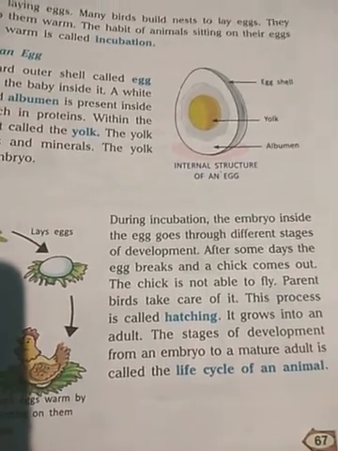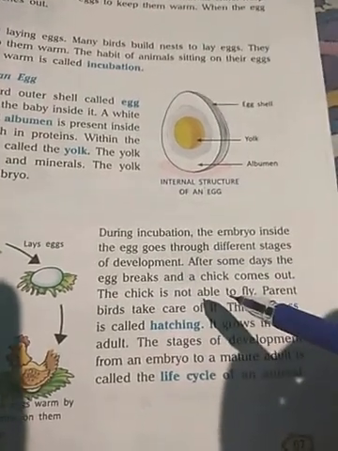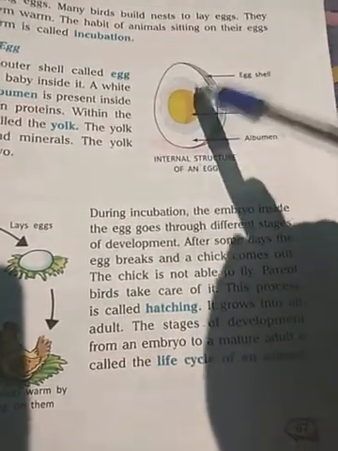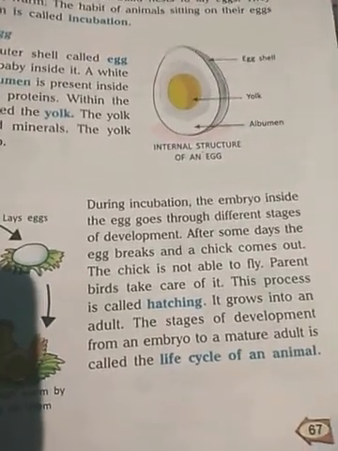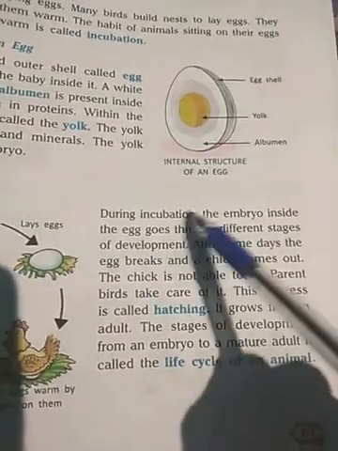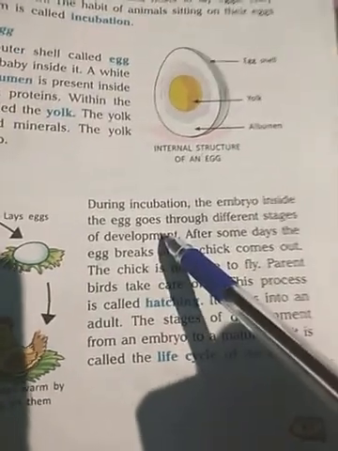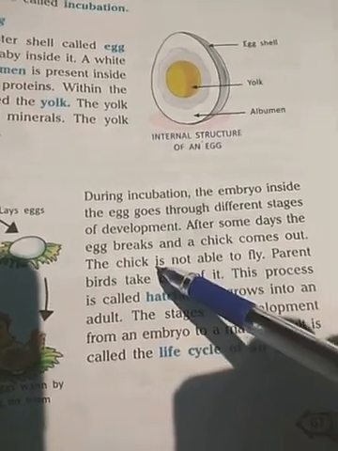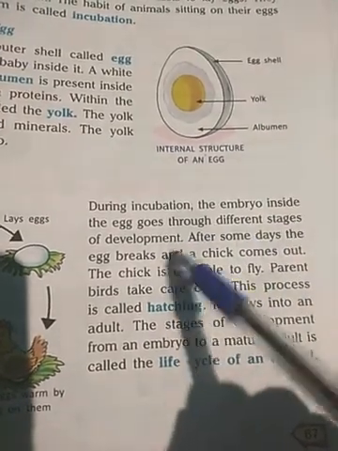During incubation, the embryo inside the egg goes through different stages of development. As I have said earlier, the babies of egg-laying animals develop inside the egg. They do not develop inside the womb of their mother, but they develop inside the egg. The period of incubation is the period during which the parent birds sit on the egg in order to provide warmth required for development of the baby.